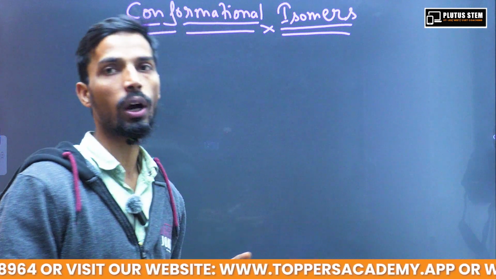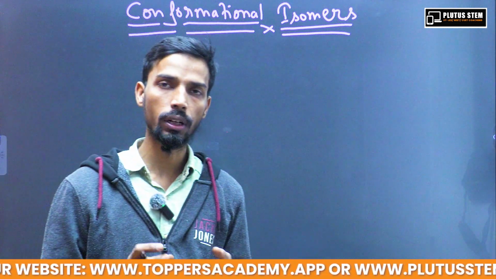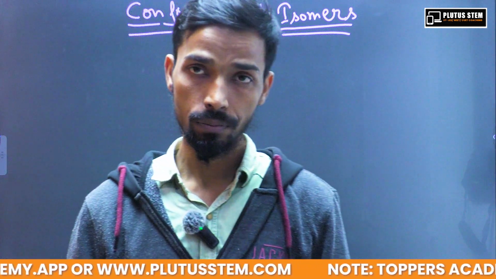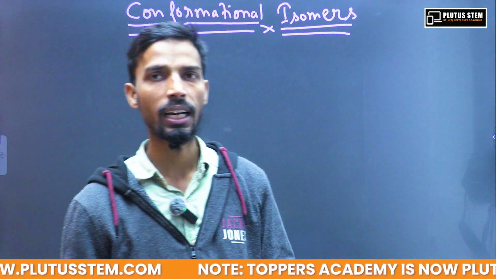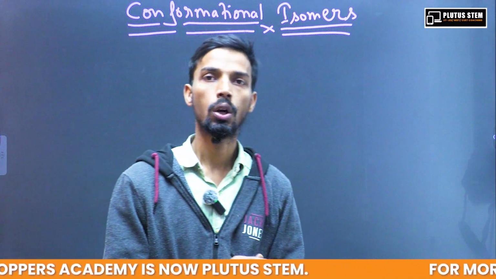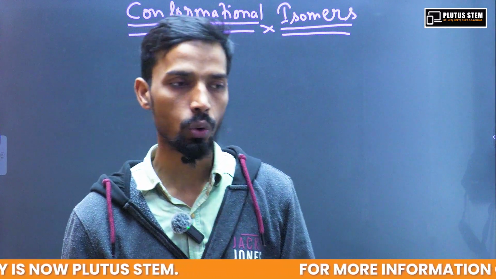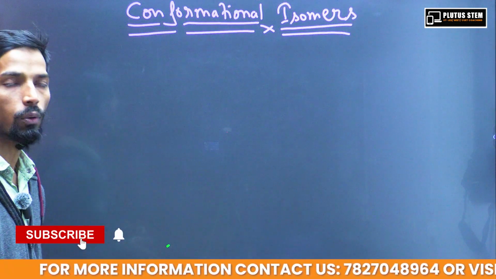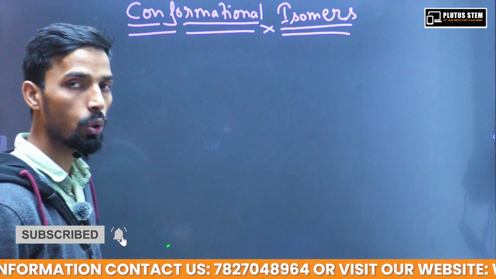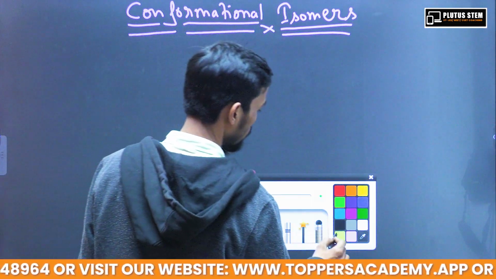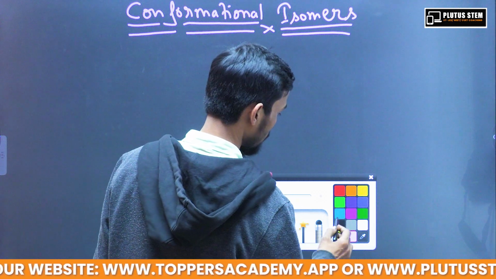And regarding the stereoisomers, we have also covered most of that, like configurational isomers: geometrical isomers, optical isomers, also the enantiomers and diastereomers. If you need to watch them, the link is provided over here. You can go through the videos and watch them. So now we are going to discuss conformational isomers.